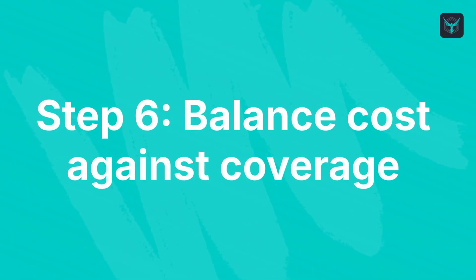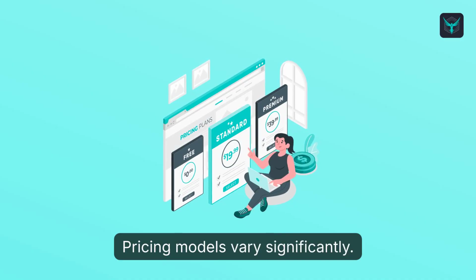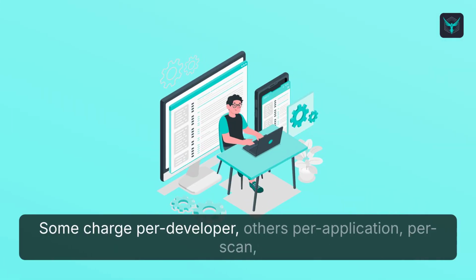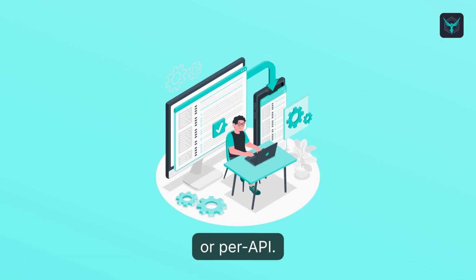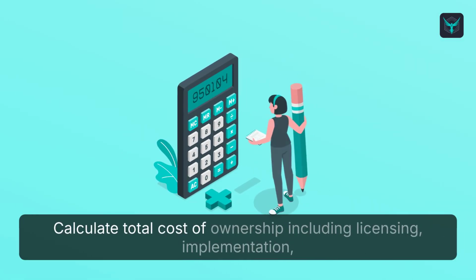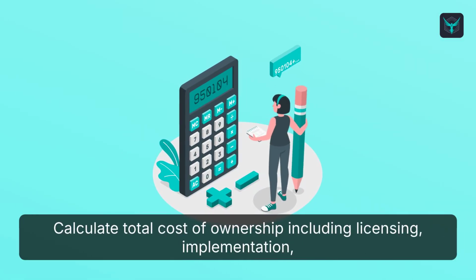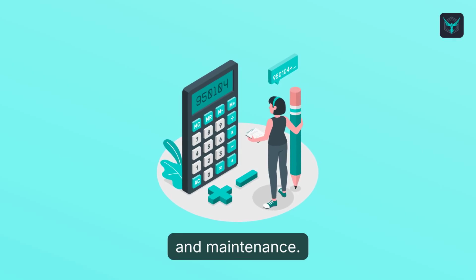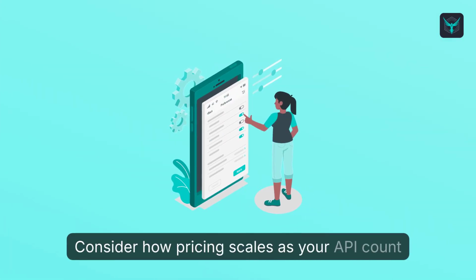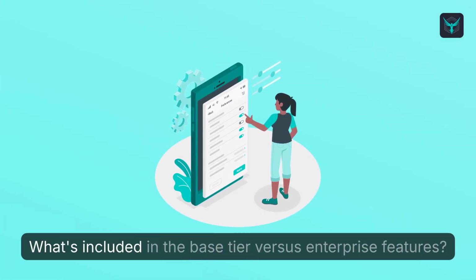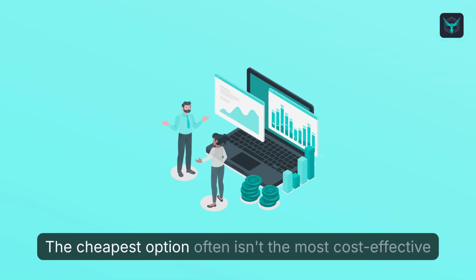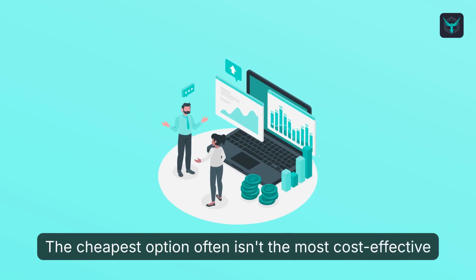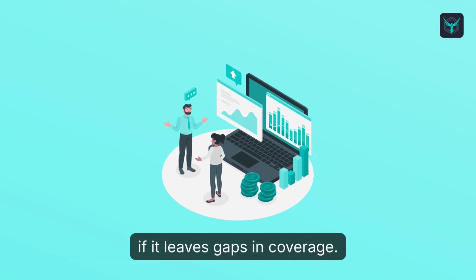Step 6. Balance cost against coverage. Pricing models vary significantly. Some charge per developer, others per application, per scan, or per API. Calculate total cost of ownership, including licensing, implementation, and maintenance. Consider how pricing scales as your API count grows. What's included in the base tier versus enterprise features? The cheapest option often isn't the most cost-effective if it leaves gaps in coverage.